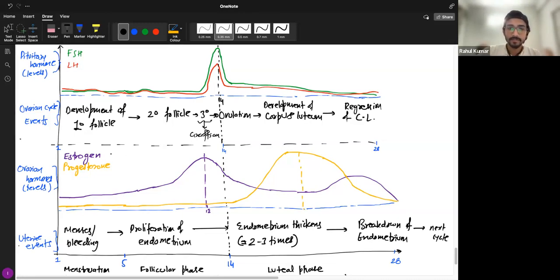It is estrogen. Okay, is it clear? Yes, sir. So it is predominant before ovulation, and then we have progesterone, which is predominant after ovulation. Is it clear? Yes, sir.